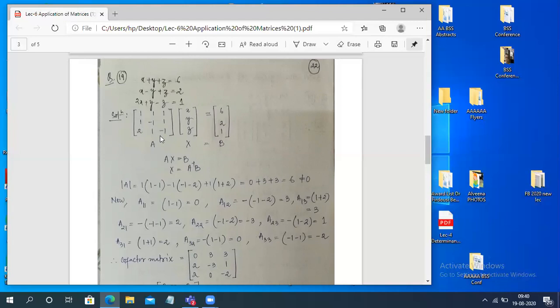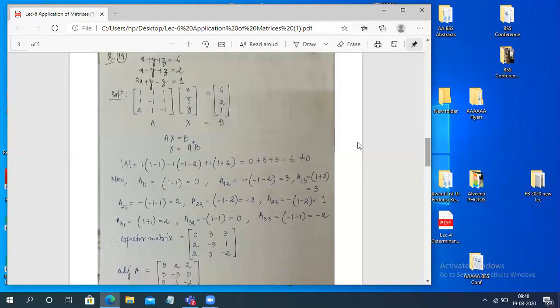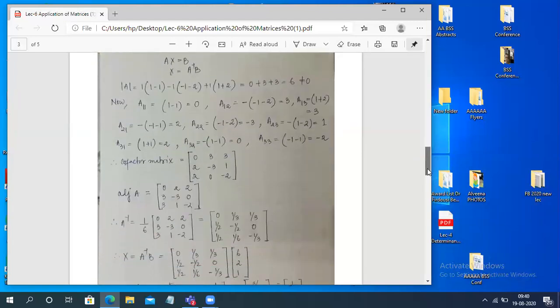These are all the cofactors of the 9 elements in the given matrix A. So this will form the cofactor matrix. The cofactor matrix is 0, 3, 3 in the first row, that is A11, A12, A13. Then in the second row, A21, A22, A23, these are 2, minus 3 and 1. Third row, A31, A32, A33, is 2, 0, minus 2. So this is the cofactor matrix. Now just transform the rows into columns and you will get the adjoint of the matrix A.